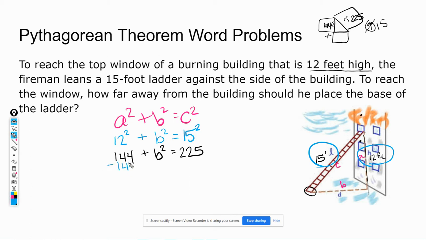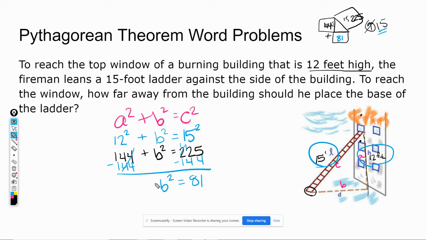So I'm going to take the 144 away from both sides and see what I add to 144 to equal 225. So B squared is equal to, that's a 1, I'm going to borrow, and I'm going to get 81. Well, I know that the area of this square is 81. I'm not done because I know I'm looking for a number that's smaller than 15. What times what is equal to 81?